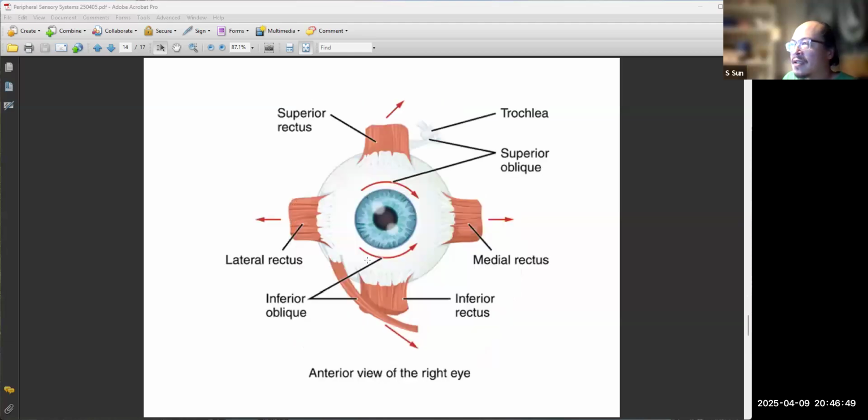Our eyeball can be controlled. Each eyeball is controlled by six muscles, so you can turn your eyeball up, down, left, right, and clockwise, counterclockwise. You have lateral rectus and medial rectus. When your eye moves to the middle, that's the medial rectus. When your eye moves laterally, it's the lateral rectus. So when you excite the lateral rectus of one eye, you excite the medial rectus on the other eye, so your vision is coherent.